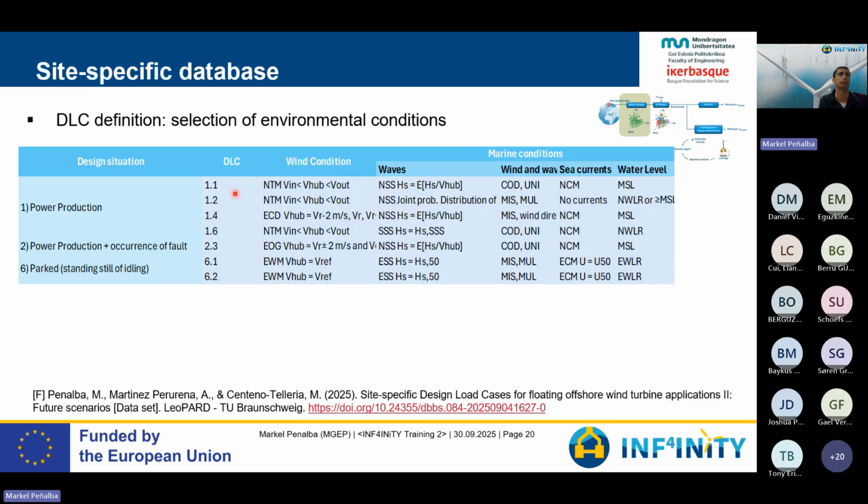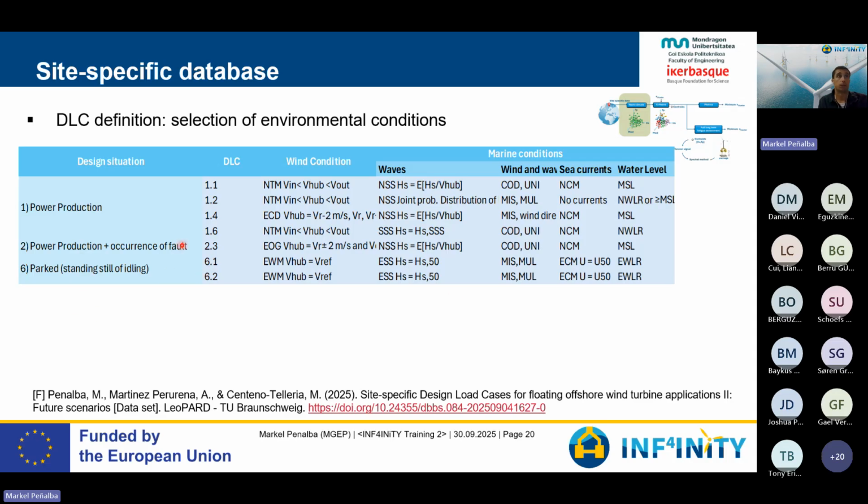So once we have characterized the site-specific database for the definition of the design load cases, and also for the description or the definition of the graphical user interface, we've selected 4 different power production design load cases, one power production plus faulty condition, and 2 parked conditions. So 1.1, 1.2, 1.4, and 1.6 for the power production conditions, 2.3 for the power production with faults, and 6.1 and 6.2 for the parked conditions.